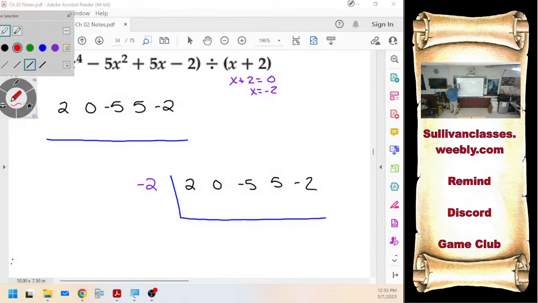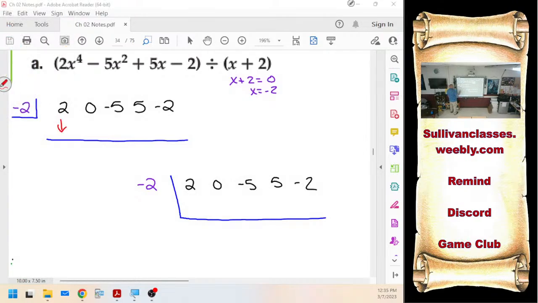Stage 1 is always drop it, and then you multiply and add and multiply and add and multiply and add and multiply and add. But you have to drop that first term to get started. It's kind of like you can play the game, but you got to put the quarter in the machine to get going.